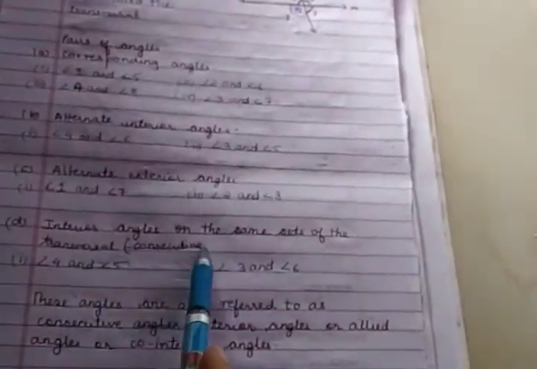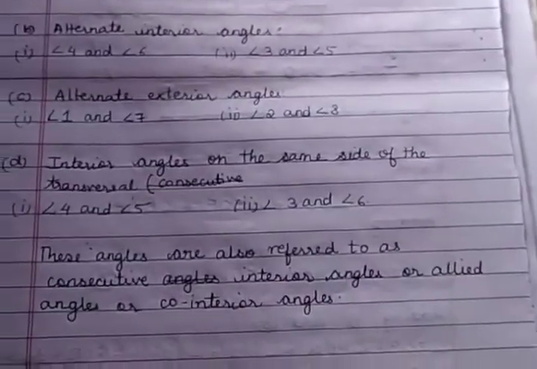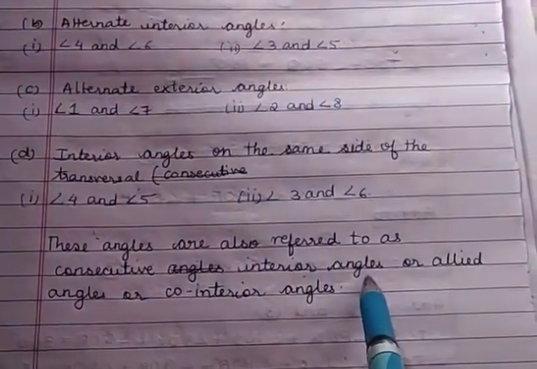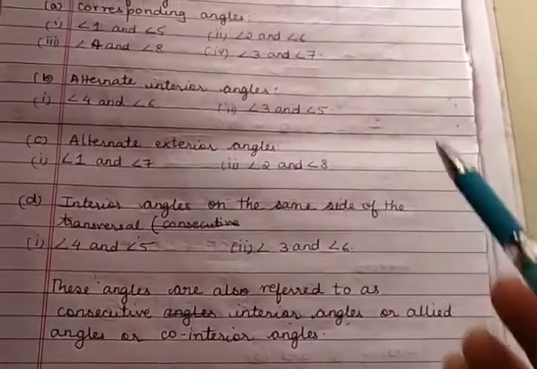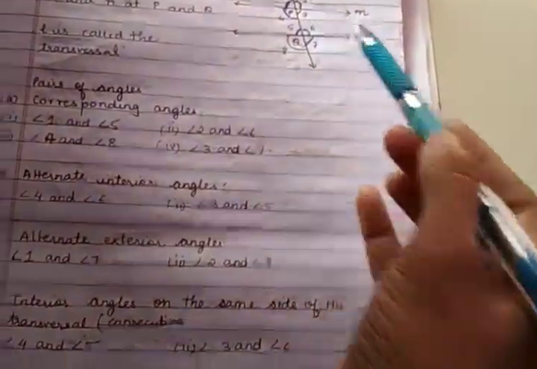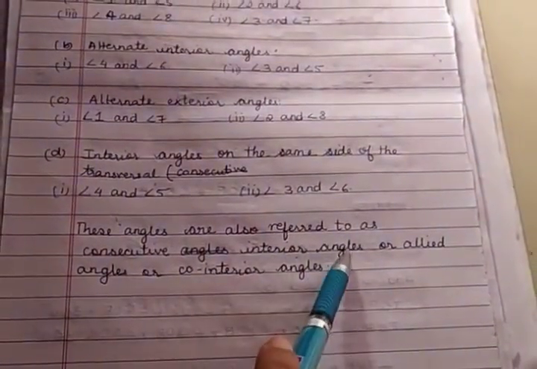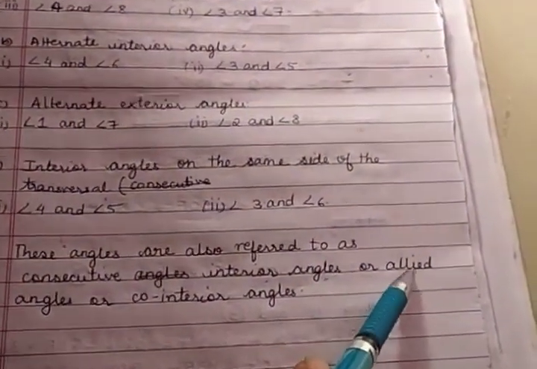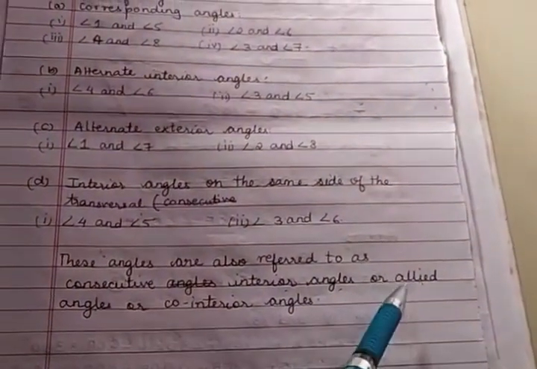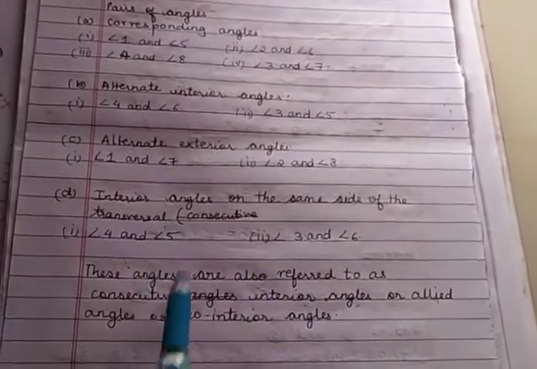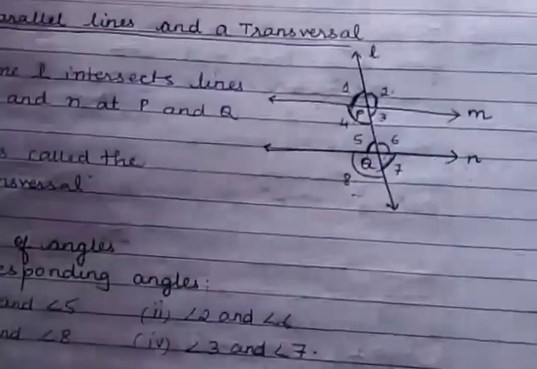The interior angles on the same side of the transversal are also called consecutive interior angles. Consecutive means which follows one after the other. So they are also called consecutive interior angles or allied angles, or co-interior angles. So these are the different names for interior angles on the same side of the transversal.